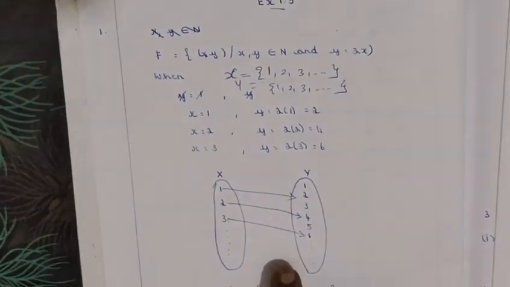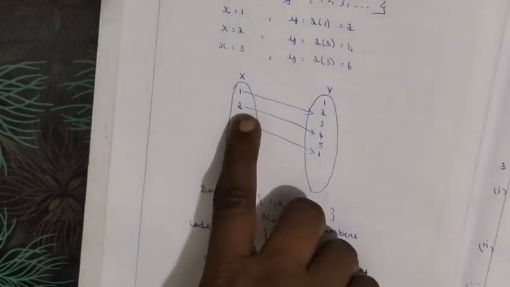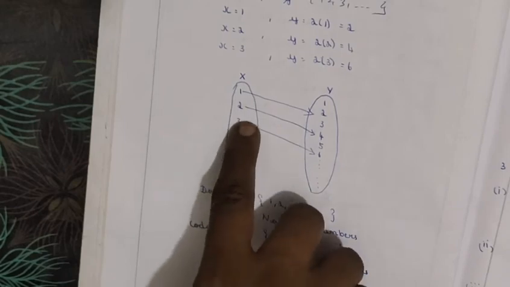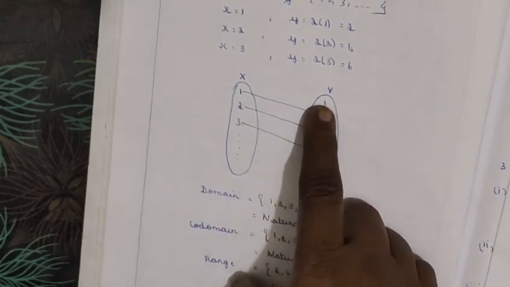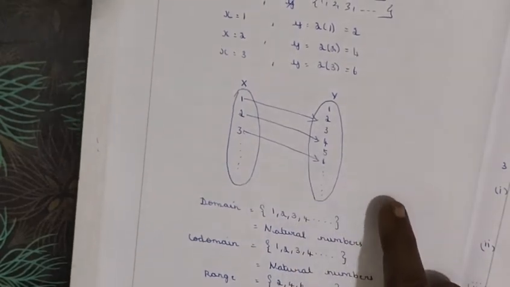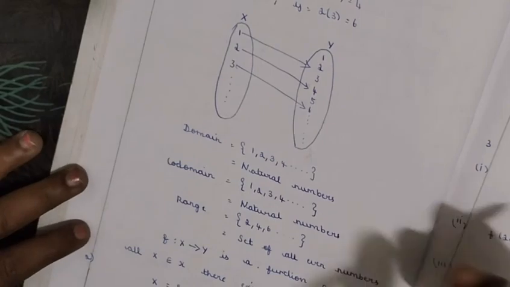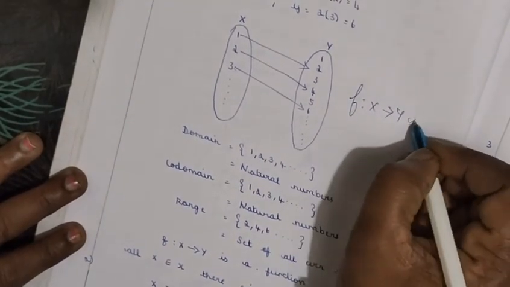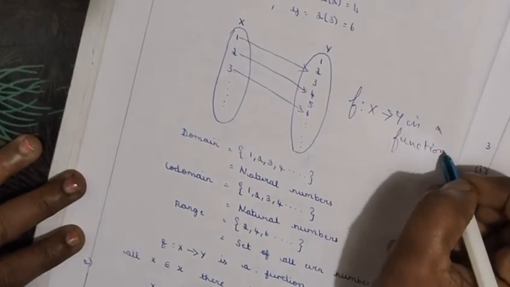Now we have to find whether it is a function. Yes, it is a function. How? All the pre-images will have distinct images in y. Now this is a function from x to y. We call that f from x to y is a function. Now the first and foremost thing.